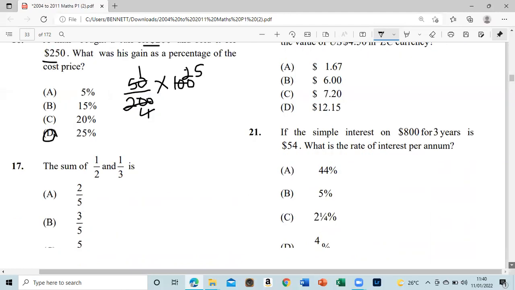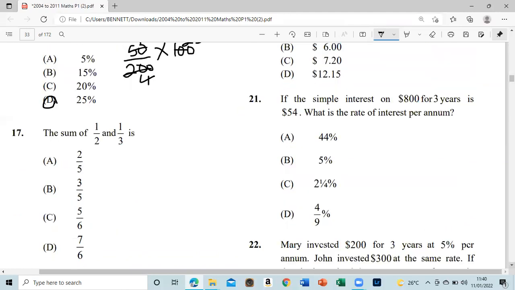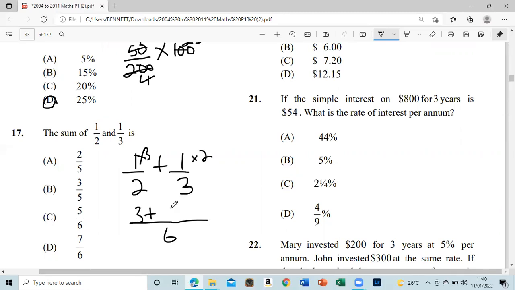The sum of a half and 1/3 is, so when you add fractions, you must bring them to a common denominator. The lowest number would be 6. 2 into 6 goes 3 times. Multiply this, so that would be 3. 3 into 6 goes 2 times. So that's 5 over 6. I'm seeing the answer already. So add 3 and 2, we get 5 over 6.